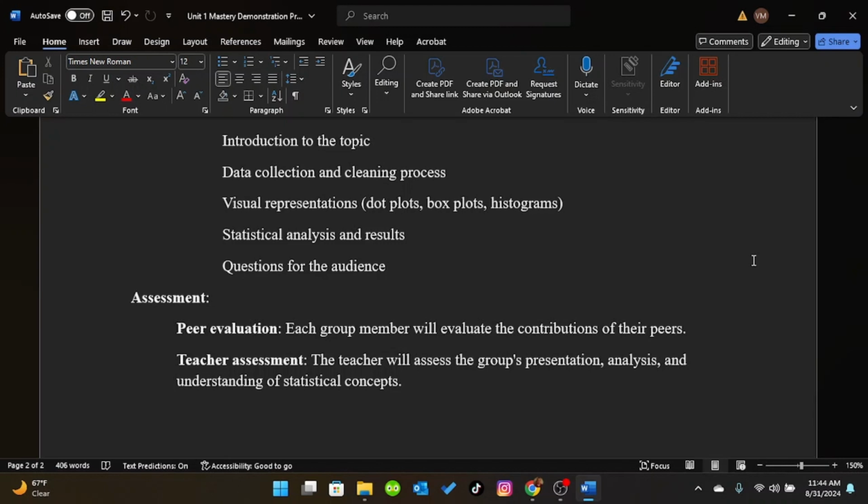And remember, 40% of your grade comes off of the presentations. It is the single highest percentage for your grade. So make sure you're taking this seriously. Have fun with it. Like I said, you get to come up with the question. You get to collect it. You get to determine how you want to present it.